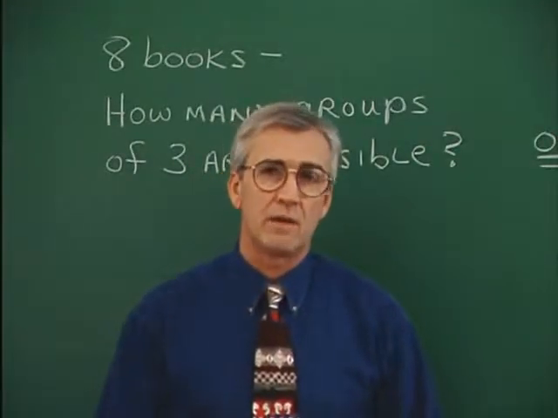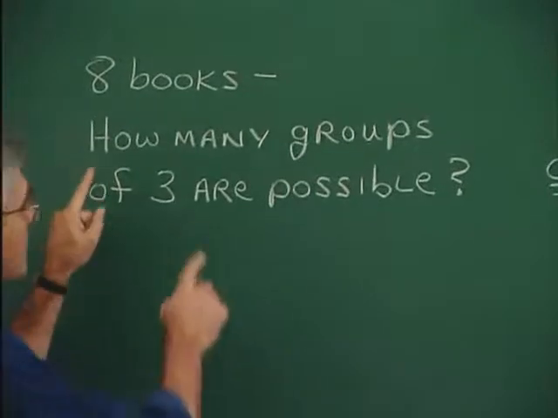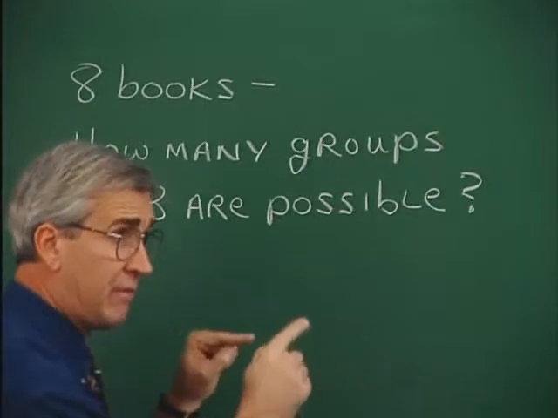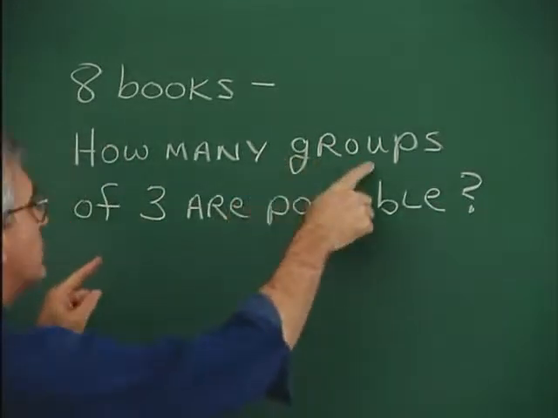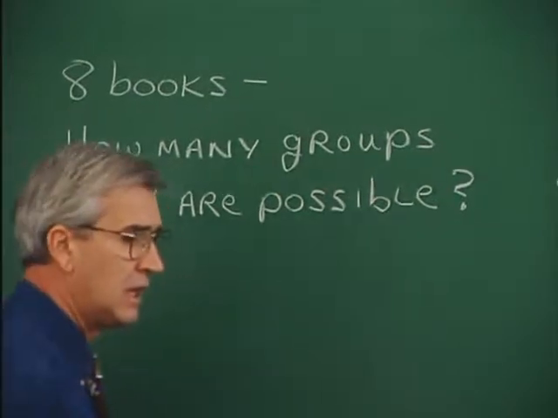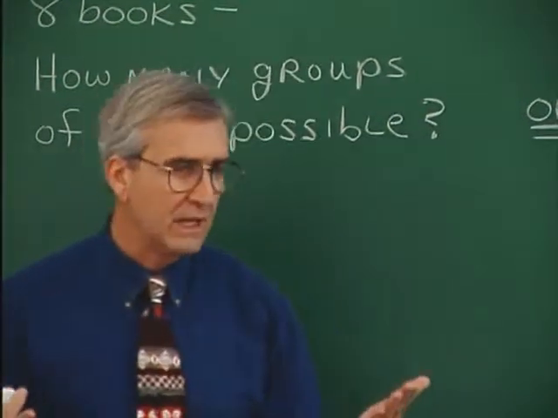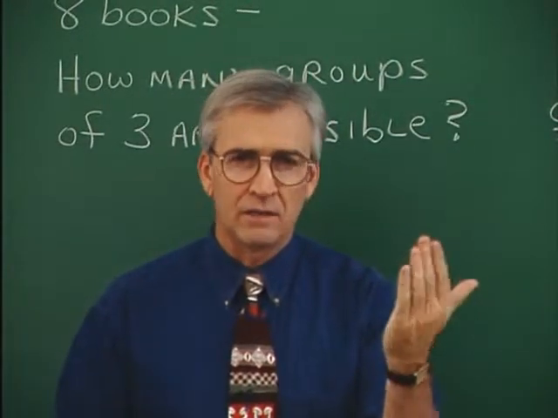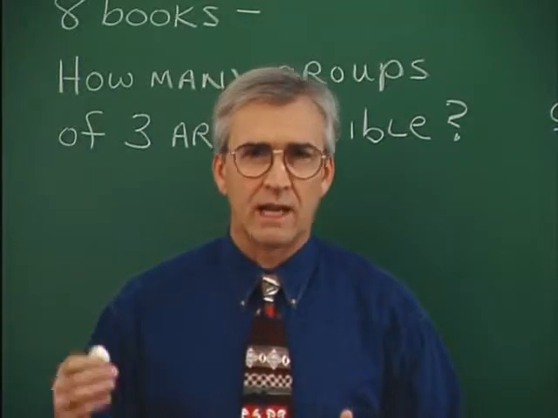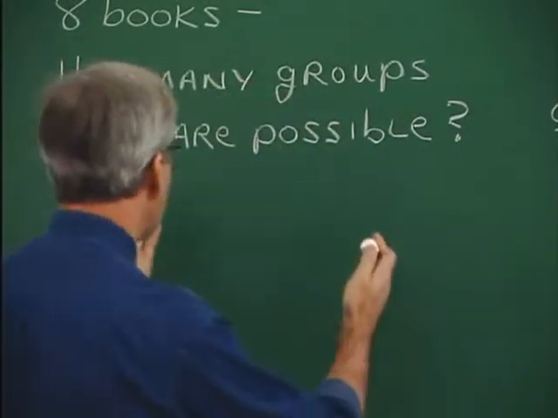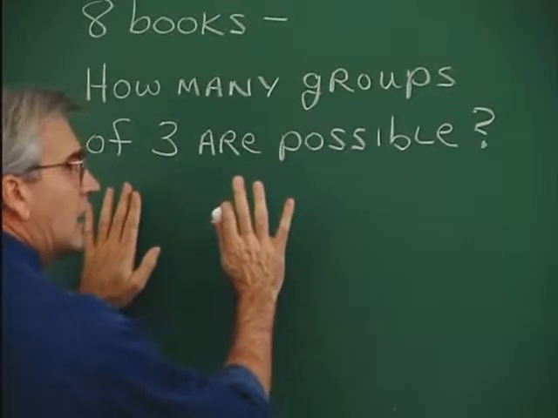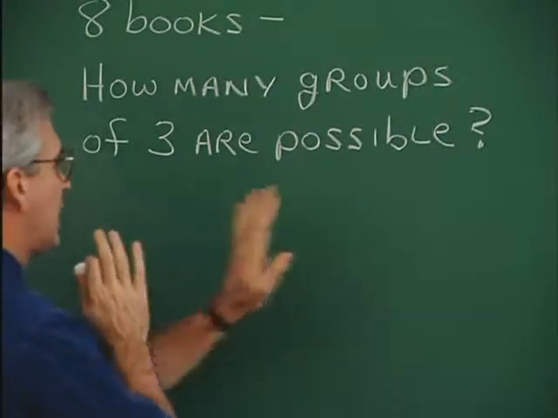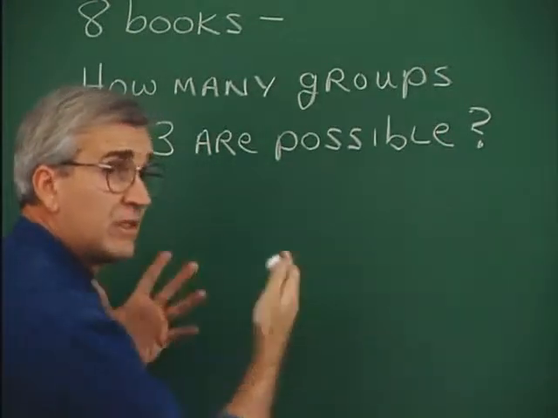Suppose we go back to the example of having 8 books, but this time, how many groups of 3 are possible? Now, not how many arrangements of 3 out of the 8, but how many groups of 3 are possible. Now, if we're talking about 8 books, and consider 3 of the books. Think about Treasure Island, Swiss Family Robinson, and say Tom Sawyer. Now, if they're arranged like this, Treasure Island, Swiss Family Robinson, Tom Sawyer, if I put Tom Sawyer over here and Treasure Island over there, it's a different arrangement, but it's the same group.